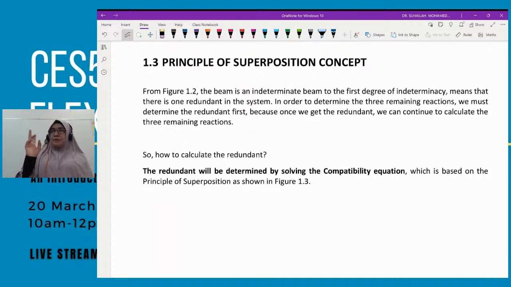Remember, we remove the redundant because we want to solve for the redundant. The redundant will be determined first. We will determine the redundant by solving the compatibility equation, and the compatibility equation is based on the principle of superposition. So now we go into the derivation. The derivation is very important. The solution does not use the derivation, but you must understand the derivation.